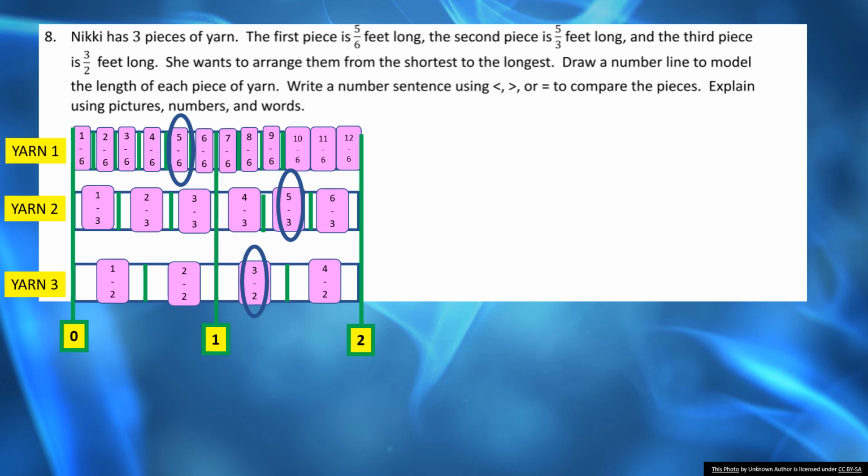Now, why do we do that? Because I'm showing you where we start our number line at 0 and where we end our number line at 2. Now take a look. See how 6/6, 3/3, and 2/2 are right there at 1? Do you see how 12/6, 6/3, and 4/2 is right there at 2? All of them equal 2. 12 divided by 6 is 2. 6 divided by 3 is 2. 4 divided by 2 is 2.